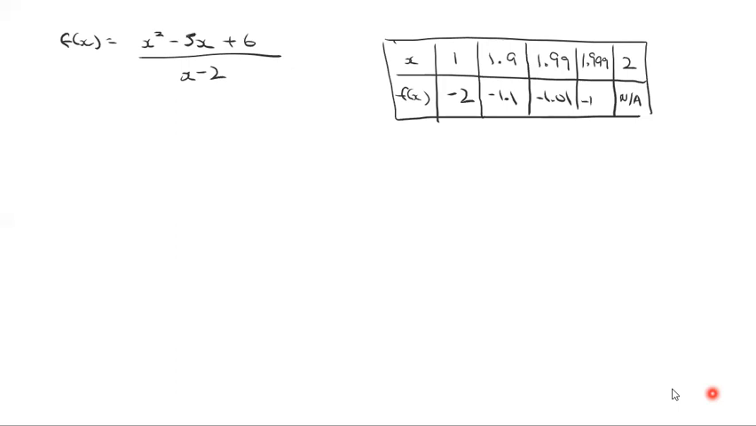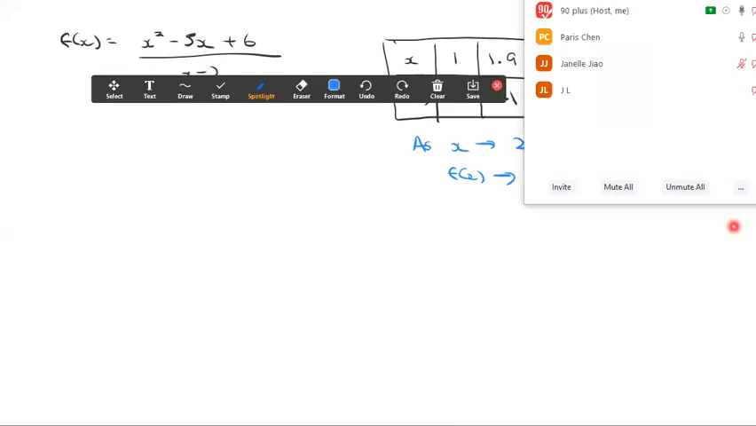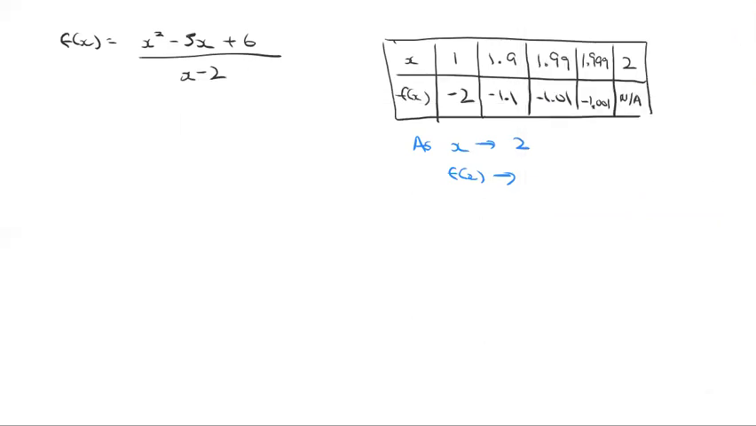Okay, so without doing it formally for the moment, what sort of pattern do you think happens? As x goes to 2, what do you think f of x goes towards? What does it look like? Negative 1, right? Does that make sense? Yeah, so this looks like negative 1.